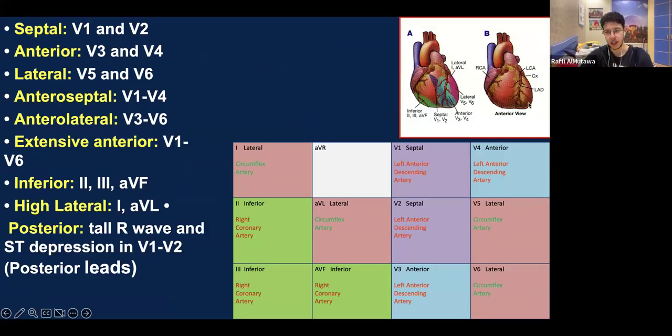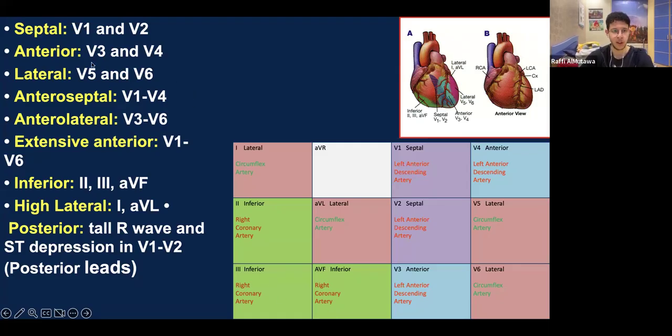Anyways, here if we're going to look at the heart, let's start off with this over here. As you see, like I said, the different leads represent different parts of the heart. Let's just recap. Leads 1, AVL, V5, V6 are the lateral surface, which is mostly supplied by the circumflex artery. V1, 2, 3, and 4, the anterior and septal areas, are usually represented by the left anterior descending artery. And the inferior surface, 2, 3, AVF, is represented by the right coronary artery.